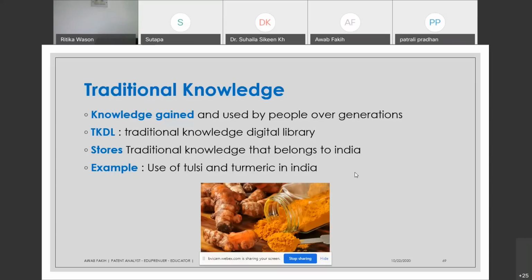If you're talking about a few examples of traditional knowledge, it could be the use of tulsi, the neem tree, and turmeric in India. We can talk about Ayurvedic medicines, the use of aloe vera in removing pimples, and all of this is mentioned in the TKDL website. Whenever you get time to visit it, you'll observe the major categories are agriculture, fisheries, health, horticulture, and forestry. So that's a small brief about the TKDL website, my dear friends.